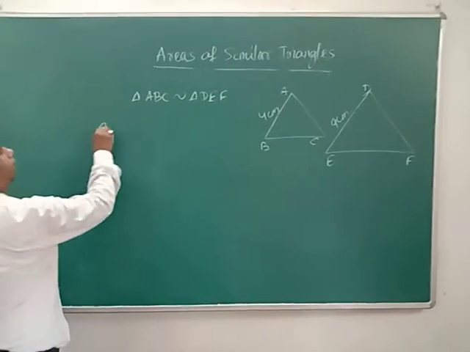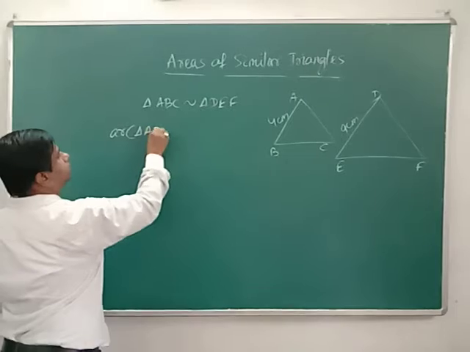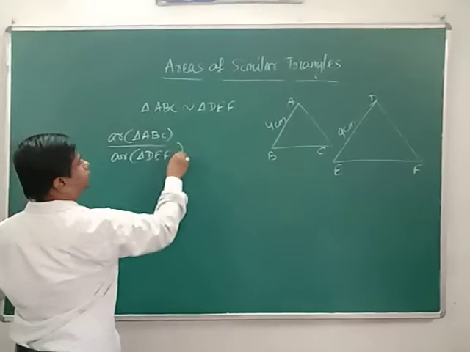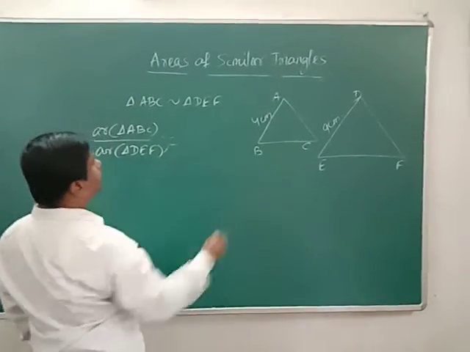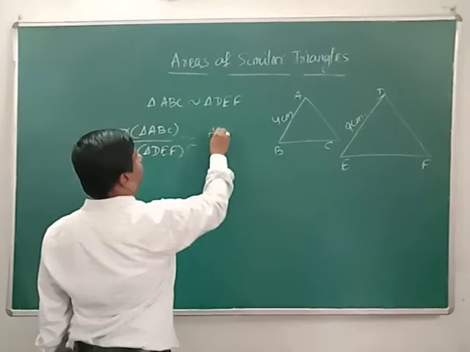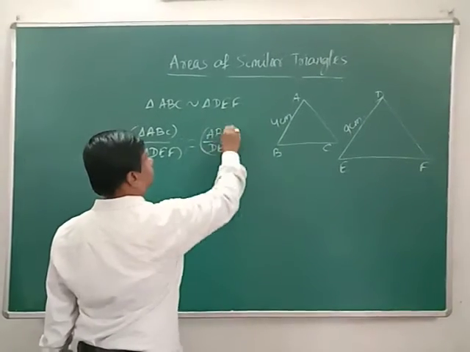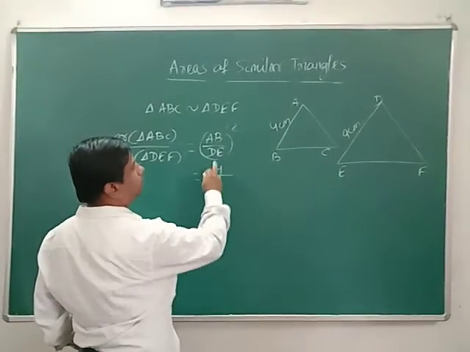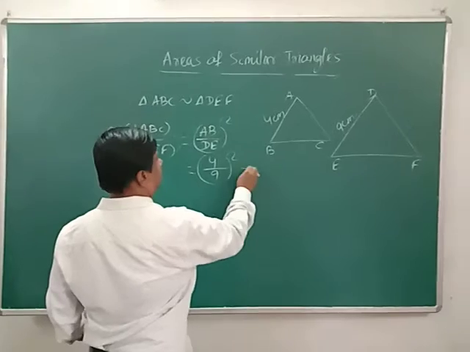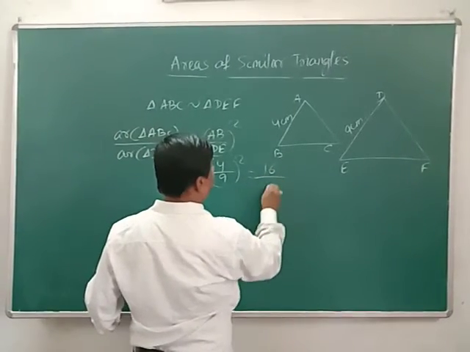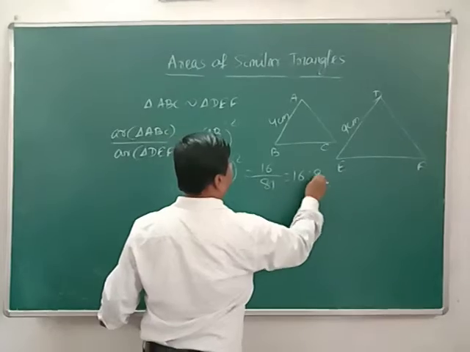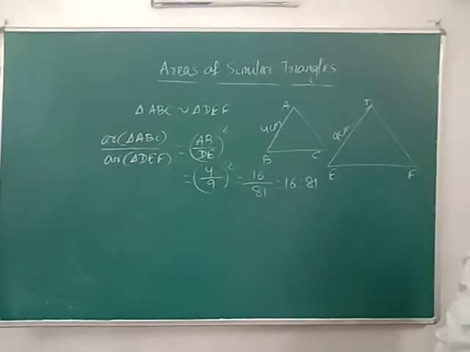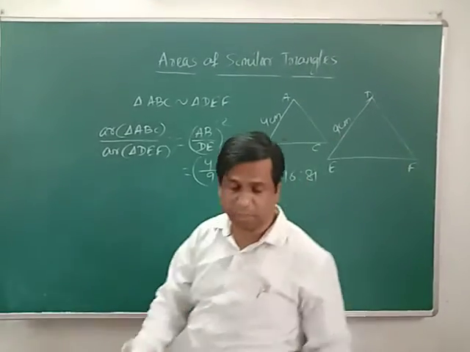So we know that area of triangle ABC upon area of triangle DEF is equal to, what is the corresponding sides given? AB upon DE, so AB upon DE whole square. So what is the value of AB? 4. Very good. What is the value of DE? 9 square. So 4 by 9 square, that is 16 by 81. So ratio will be 16:81. If this area will be 16 times, the area of triangle DEF will be 81 times. Try to understand this.